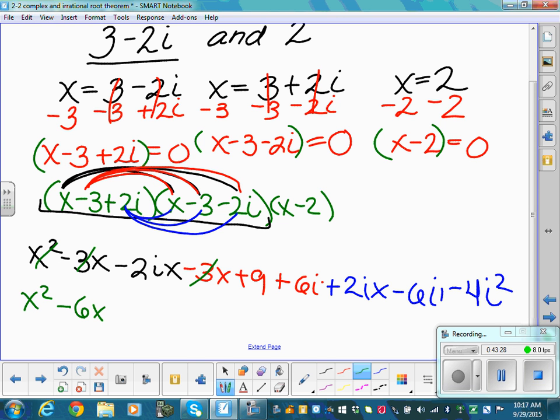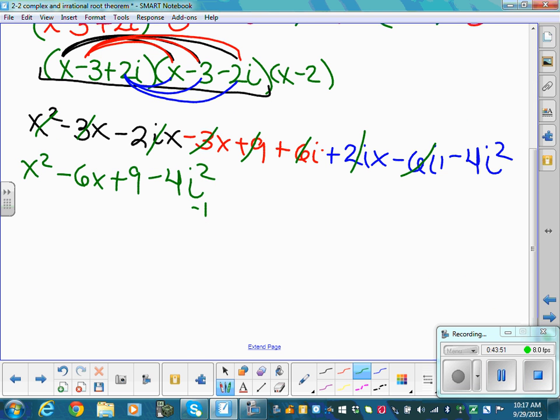Now look at this part. Negative 2ix's plus 2ix's is 0. So it's gone. And then we have plus 9. We still have that. Nothing to add to that. Then we have 6i's minus 6i's. Gone. And then we have minus 4 times i squared. i squared is equal to negative 1, right? So what we have is x squared minus 6x plus 9. And then what's negative 4 times negative 1? Plus 4. So combine like terms. X squared minus 6x. 9 plus 4 is. So this is what that multiplied to be.